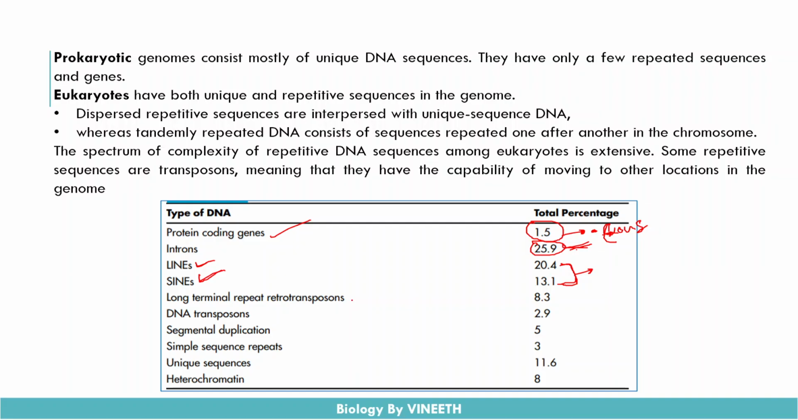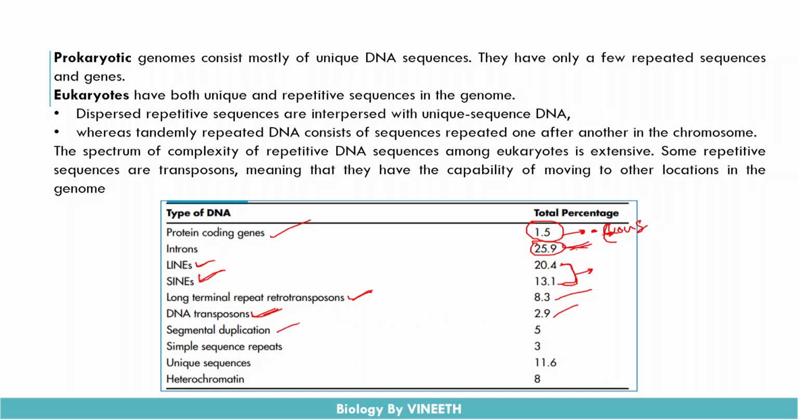Then we have the long terminal repeat transposons, which are also retrotransposons, but they have repeats at their terminals. These are called long terminal repeats, and they comprise about 8.3%. Then we have the DNA transposons, like the copia elements or P elements in Drosophila. They transpose by a cut and paste mechanism, and they comprise about 2.9%.